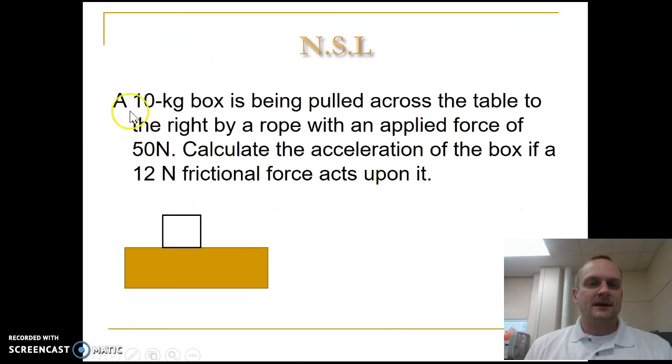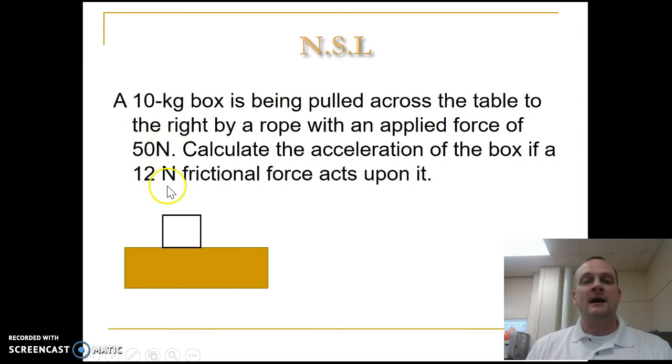So let's look at that box again, right? I had that same 10 kilogram box being pulled across the table to the right with a rope and an applied force of 50 newtons. Calculate the acceleration of the box if there's 12 newtons of frictional force. So remember, before when we pulled at 50 newtons at a constant speed, we had to have 50 newtons of frictional force to balance those forces out.